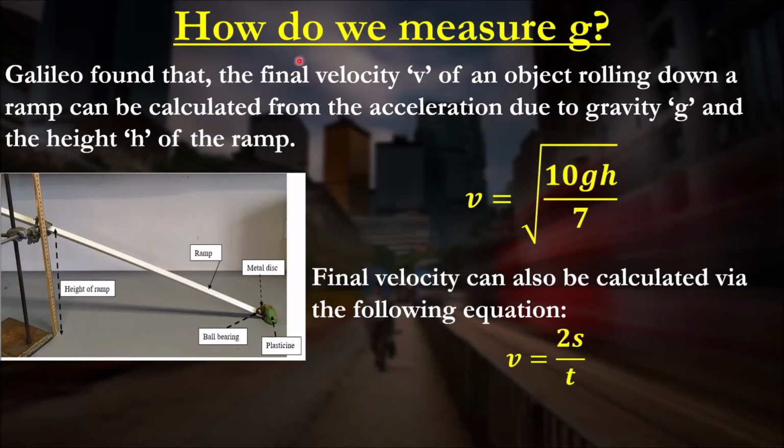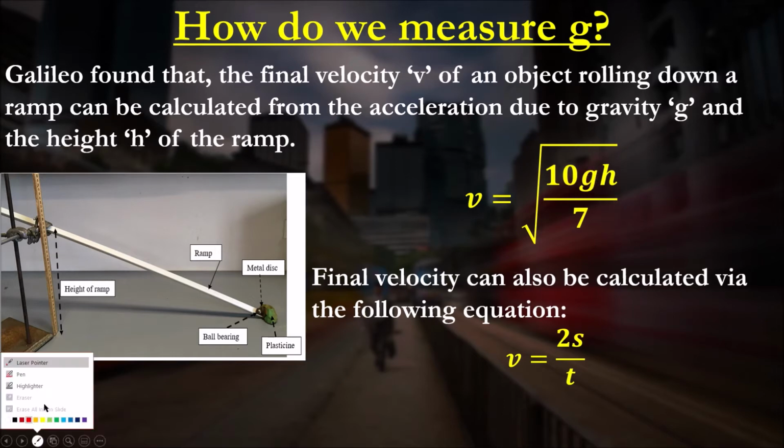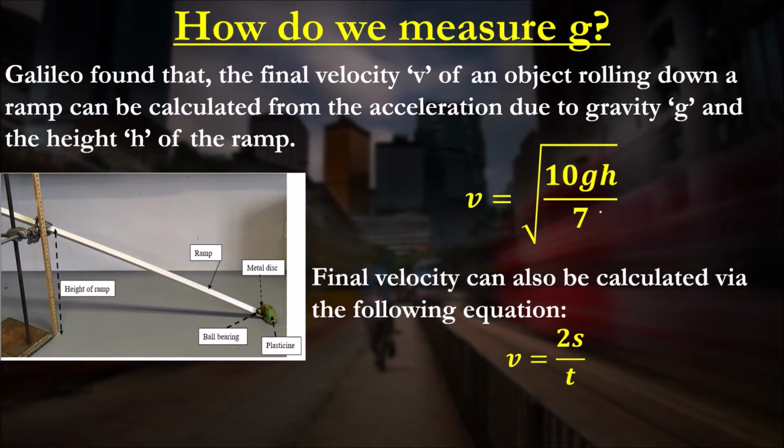So the formula we're dealing with here is the final velocity will be the square root of 10 times little g, which is the acceleration due to gravity. Might just write that down, just in case people get confused. So little g here is acceleration due to gravity. H here is the height. Okay, and we have a value of 7. Now you don't need to know how we got this formula.